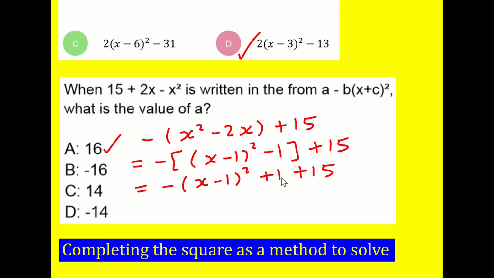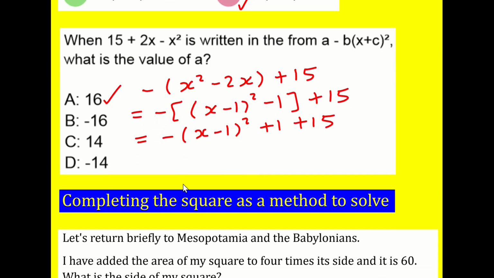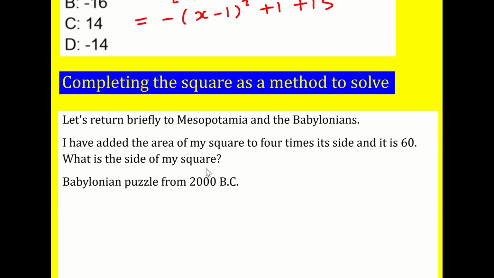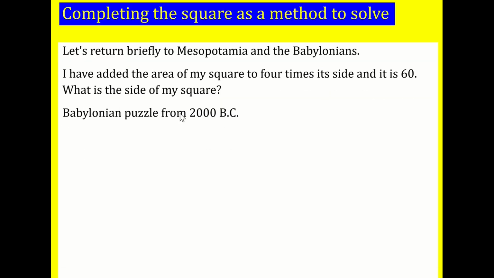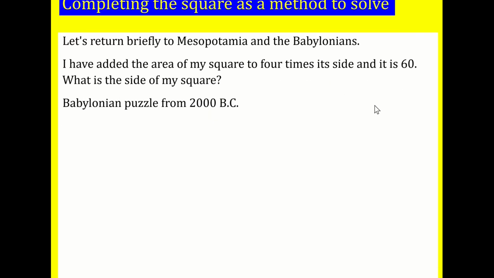Right, brilliant. Today we're going to look at completing the square as a method to solve quadratic equations. I've just left it like that though. And we're actually going to return to Mesopotamia to start with, and the Babylonians. So this is a typical kind of puzzle, a Babylonian puzzle from 2000 BC. I've added the area of my square to 4 times its side, and it is 60. What is the side of my square?